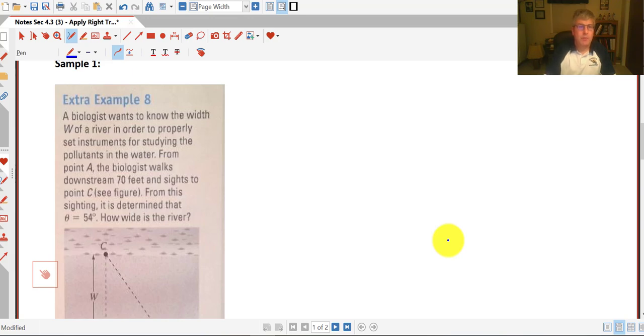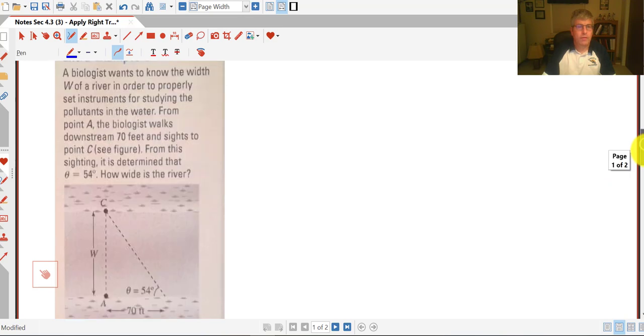Solving some application problems, we see here that a biologist wants to know the width of a river in order to properly set his instruments for studying the pollutants in the water. From a particular point A, the biologist walks downstream 70 feet and sights a point C. From this sighting, he knows that that is 54 degrees. That is a very talented biologist that can eyeball angles. But he does, he eyeballs that angle at 54 degrees.